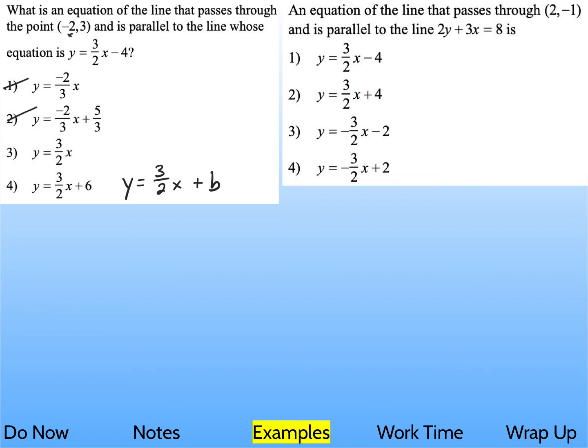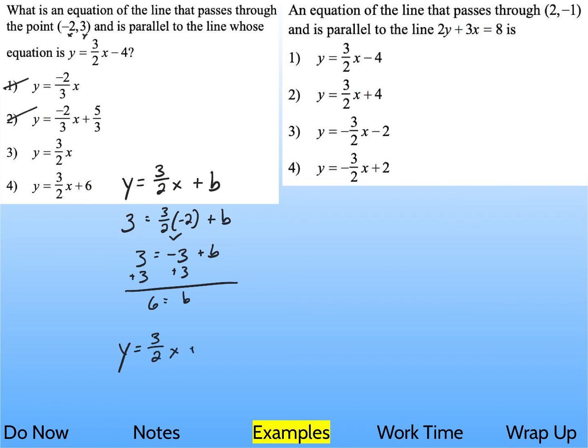So what we want to do now is plug in the x, plug in the y. So x is negative 2, y is 3. So we have 3 equals 3/2 times negative 2 plus b. So we do this, we get negative 3 plus b equals 3. Add 3 to both sides, and you get that b equals 6, which means our equation is y equals 3/2 x plus 6, or choice 4.